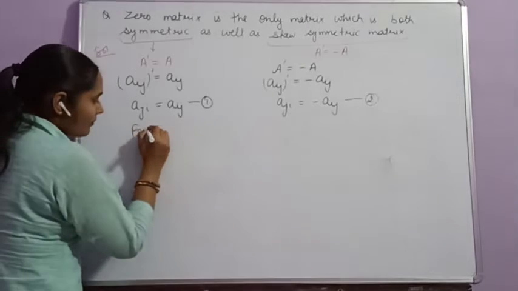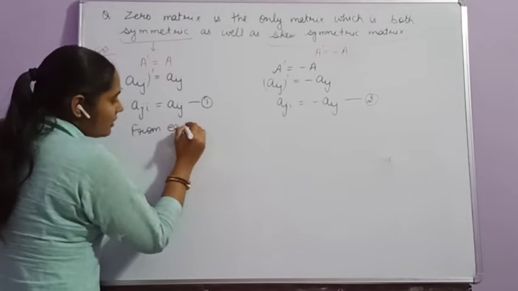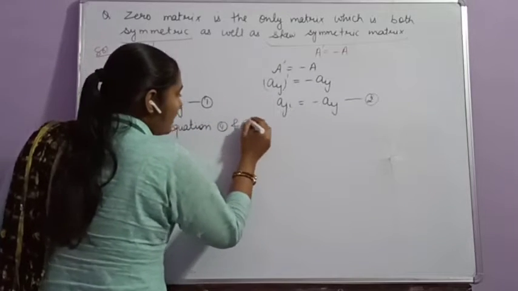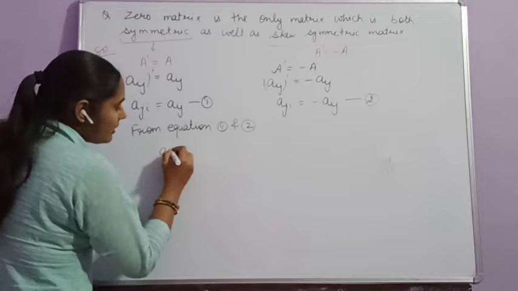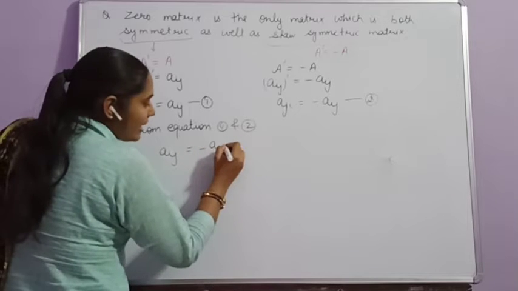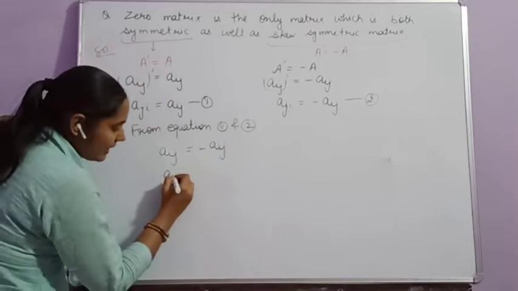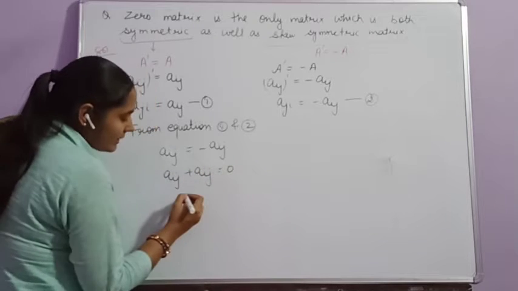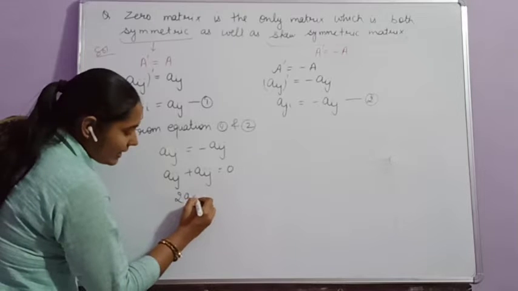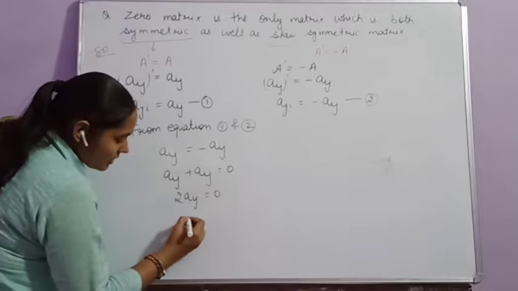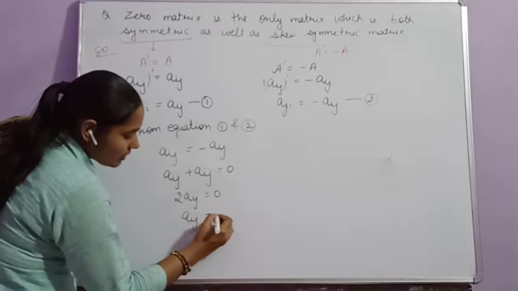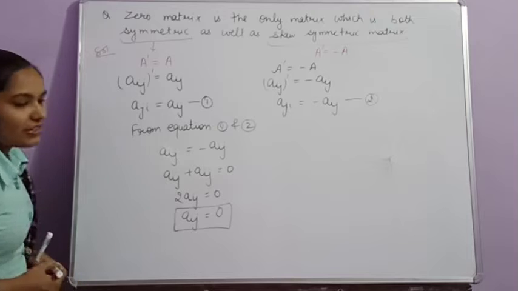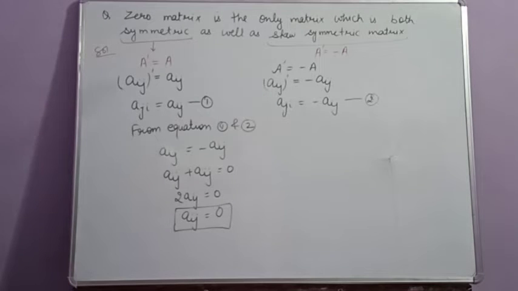From equations 1 and 2, Aij is equal to minus of Aij. That is, Aij plus Aij is equal to 0. That implies twice of Aij is equal to 0. So Aij is equal to 0. That implies all the elements of matrix A are equal to 0.